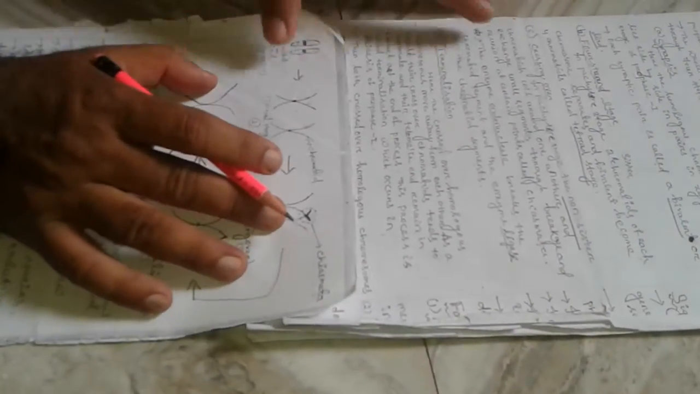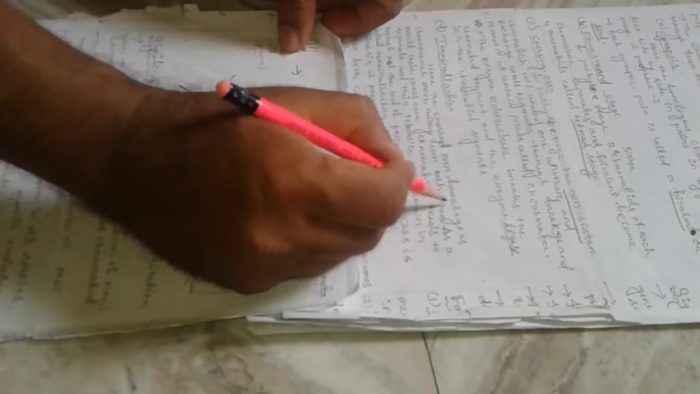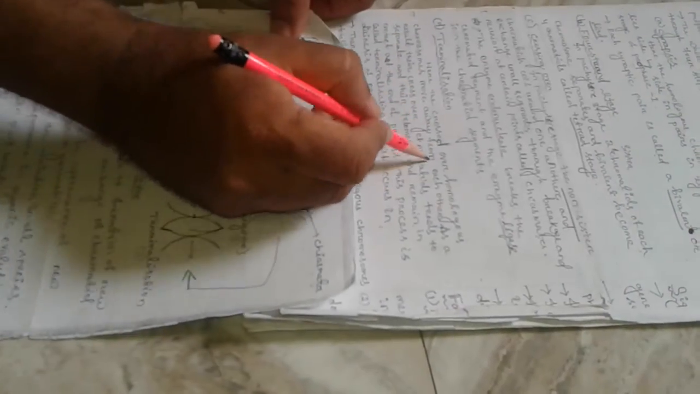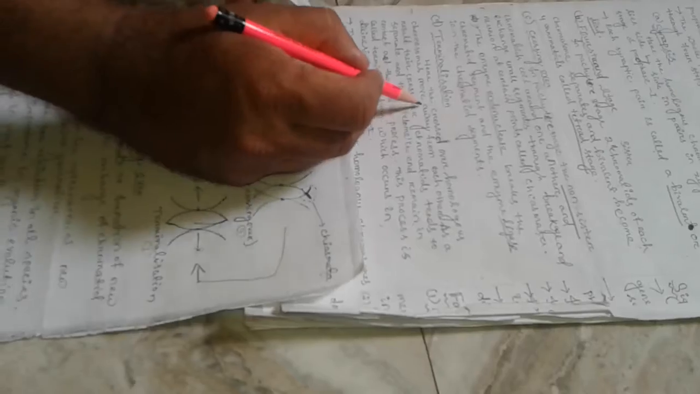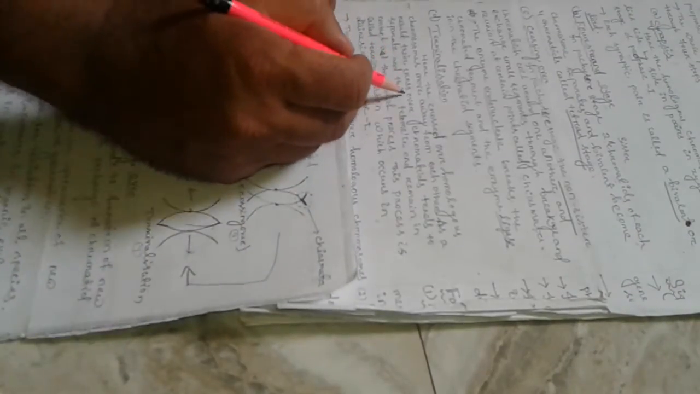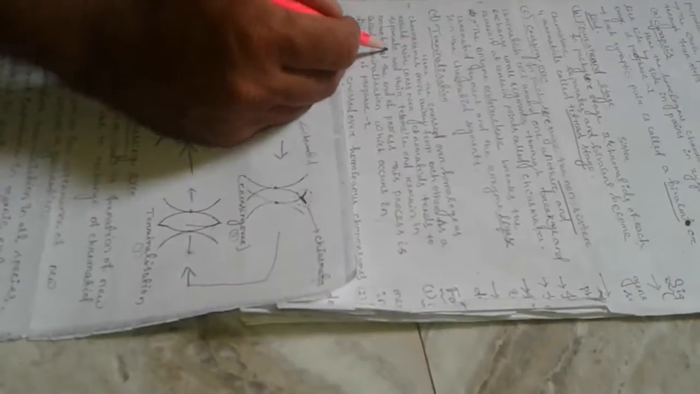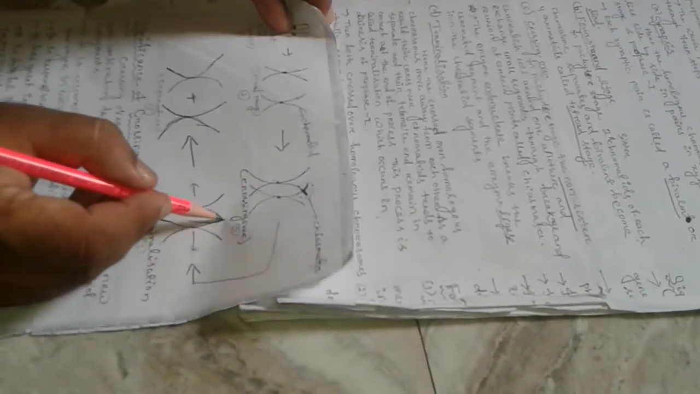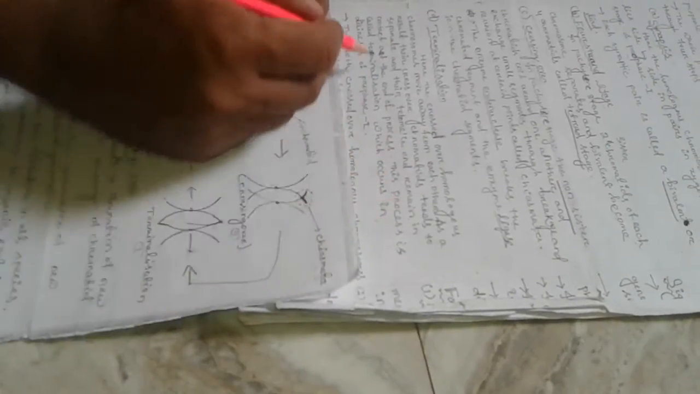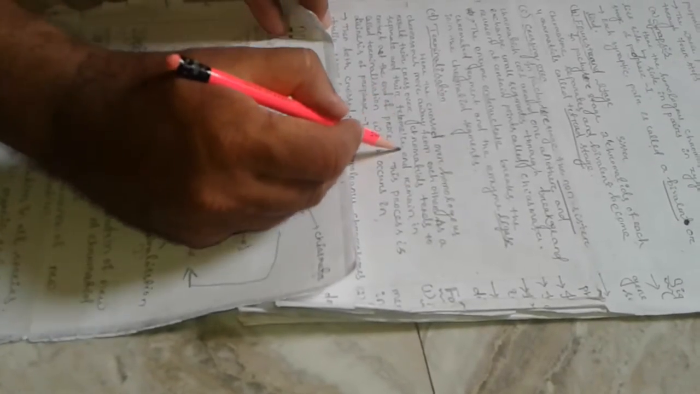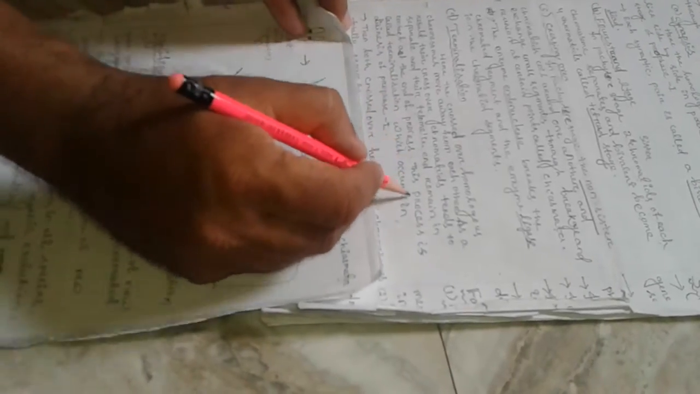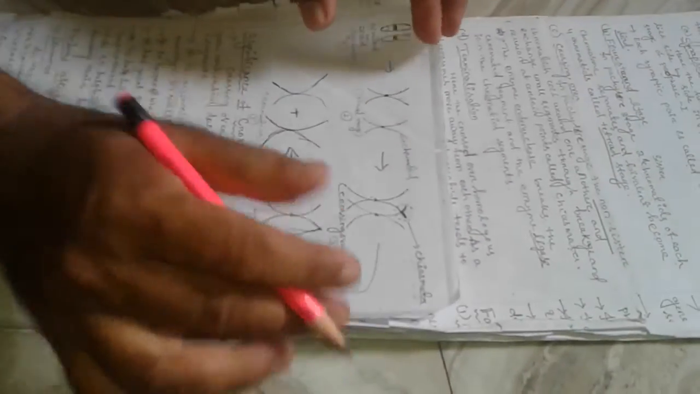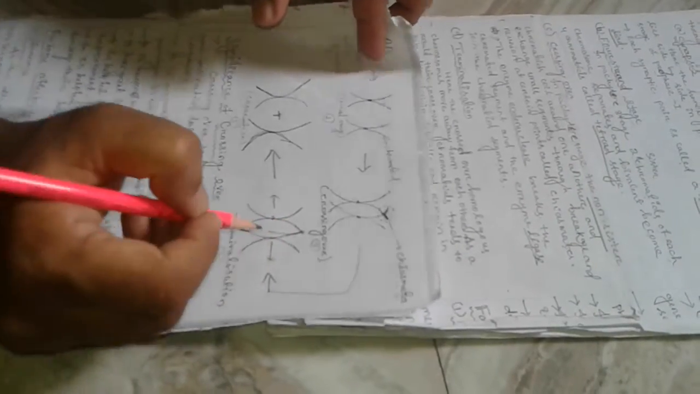Then terminalization. Here the crossed over homologous chromosomes move away from each other. As a result, their crossover chromatids tend to separate, and their telomere end, meaning last end, remains in contact at the end of the process. This process is called terminalization, meaning crossover chromatids terminate at their end.